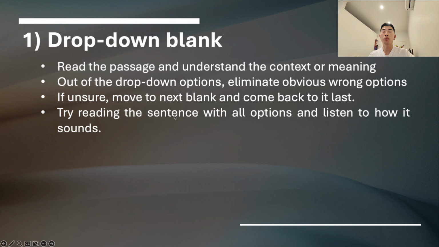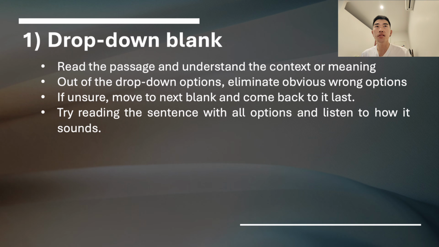The first one is drop down blank, just as the name suggests. What happens in this activity is there will be a passage on the screen and there will be a few blanks in the passage. You have to read the passage and understand the context or meaning. Don't just directly jump onto the blanks and try to figure out what the blank might be, because understanding the context will help you answer the blanks. Out of the drop-down options, eliminate the obvious wrong options. There will be 4 options in the drop-down list. So out of these 4, what I would suggest you to do is eliminate the obviously wrong ones so that it's easier for you to select the right one.